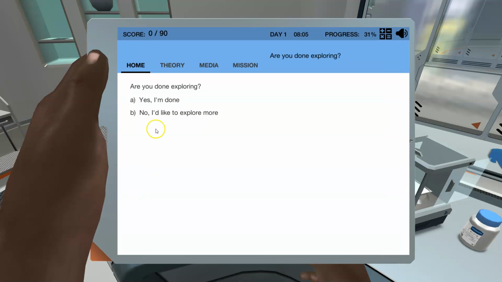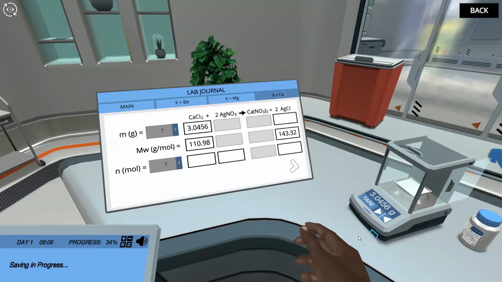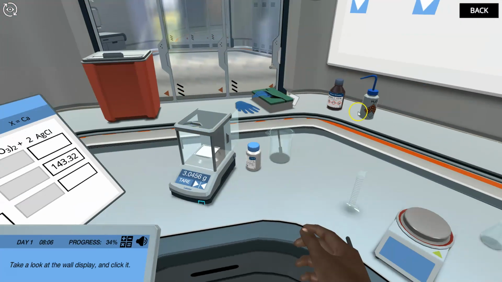Are you done exploring? Notice that in each of the tabs you see the reaction of that compound with silver nitrate, and below the chemical equation is a scheme to calculate how many moles of each compound you have. You have to calculate the missing numbers. I have helped you a little and looked up the molecular weights for you, but for the rest you need to learn a little bit of theory first. Take a look at the wall display, and click it.